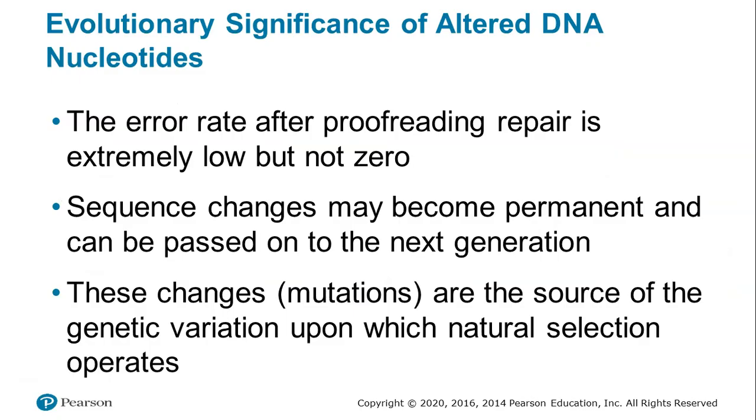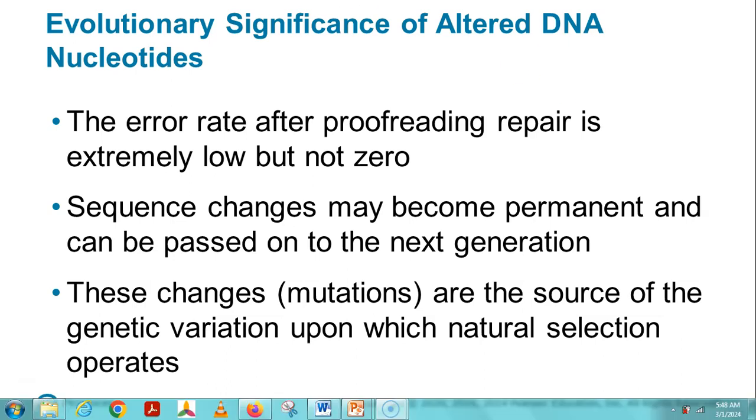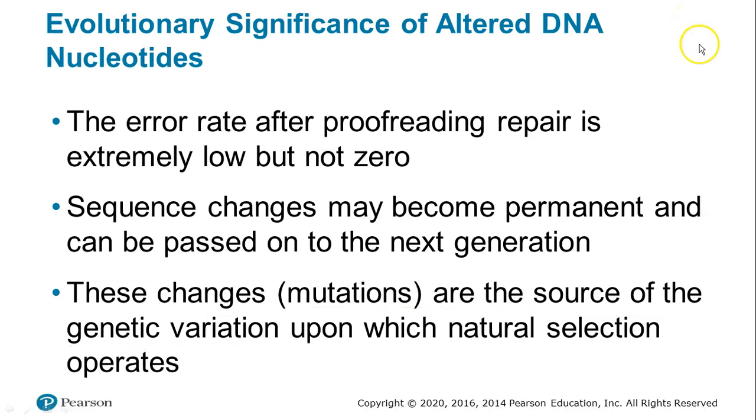The error rate after proofreading is extremely low, but not zero. And so the sequence changes may become permanent and passed on to the next generation. These changes are the source of mutations, right? Don't think mutations are always bad. Sometimes neutral. So if you want to use some math symbols: some mutations are positive, most are neutral, no effect, but some are detrimental to an organism's health. And so genetic variation. We have to have variety for natural selection to act upon, and that is what allows it to act, okay?